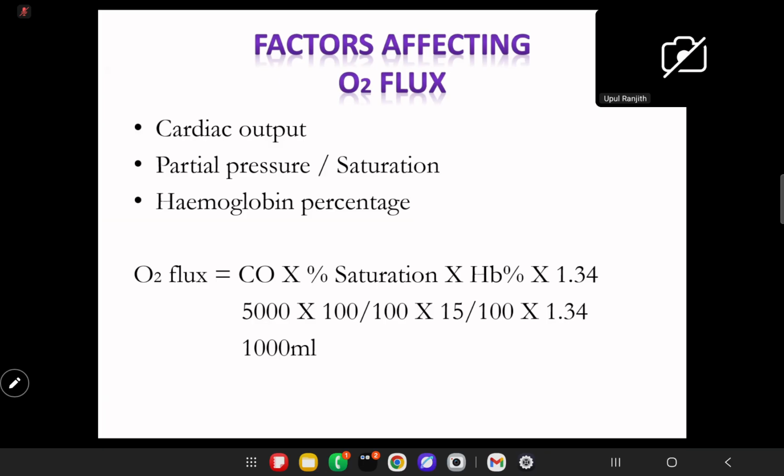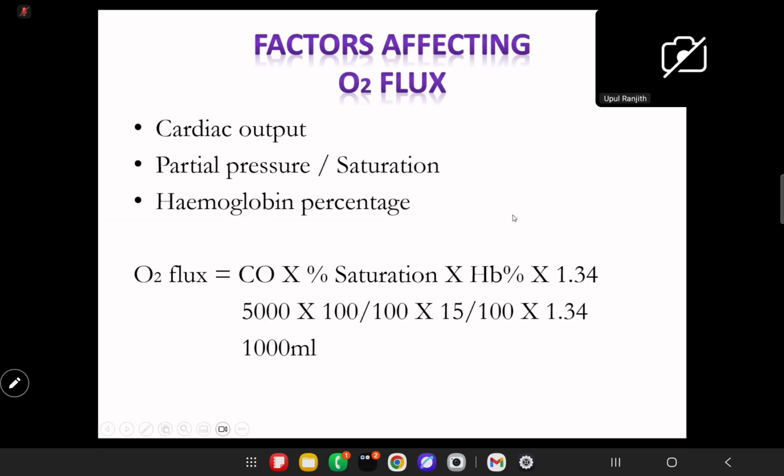And the saturation is almost 100%. For convenience of calculation, I have taken it as 100, usually it is 97 to 100. So 100 out of 100, then when you cancel, you are left with one, right? Then hemoglobin percentage: in 100 milliliters you have 15 grams of hemoglobin, into 1.34. So what is this 1.34?